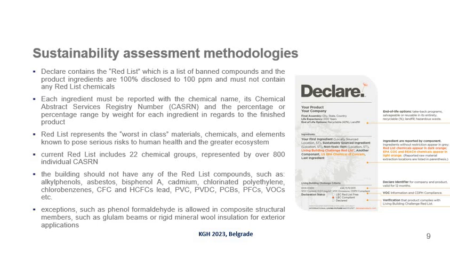In the analysis of the red list compounds, we structured them according to which construction materials they are most commonly found in, and they were summarized in a research paper. However, there are some exceptions, such as phenol formaldehyde, which is allowed in composite structural members, or glulam beams, or rigid mineral wool insulation. So there are some exceptions of these compounds.